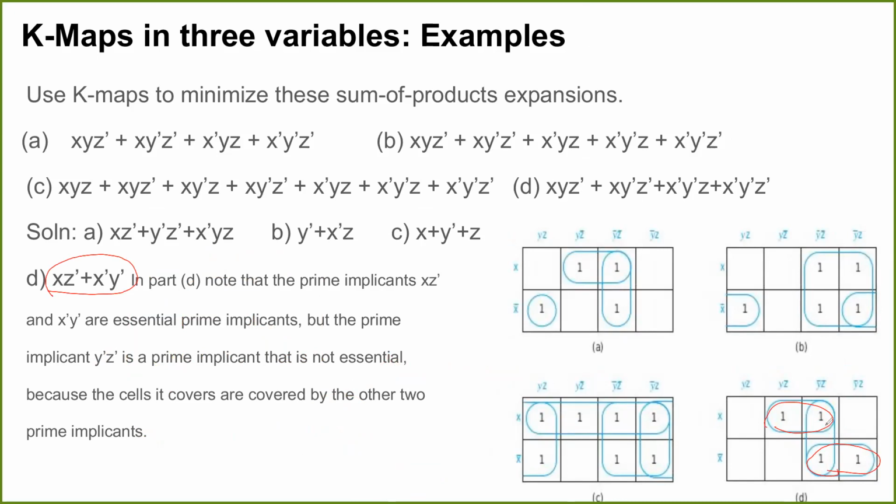Okay, y prime z prime is a prime implicant, but it's not essential. What do I mean by being essential? By being essential, I mean those cells which have not been covered by anything else. But if we look at the cells covered by y prime z prime, they are already covered by two terms. So such terms are prime implicants, but not essential prime implicants, and they are not part of the minimized version. Okay, so this is something you need to keep in mind.